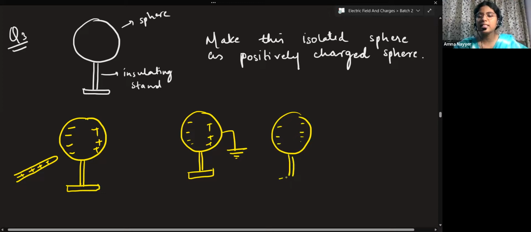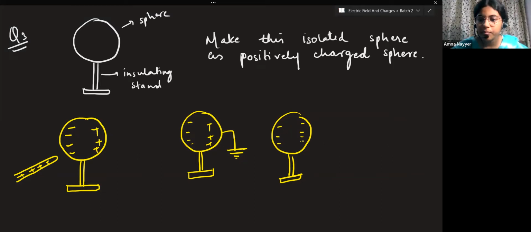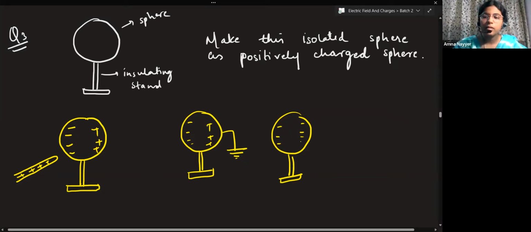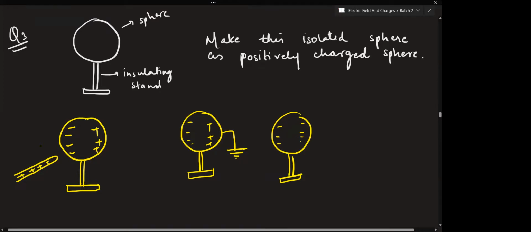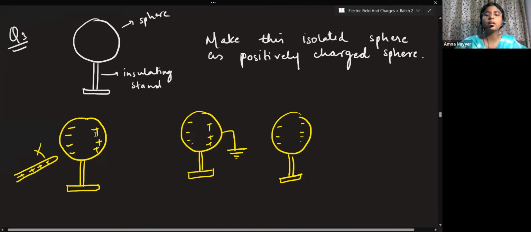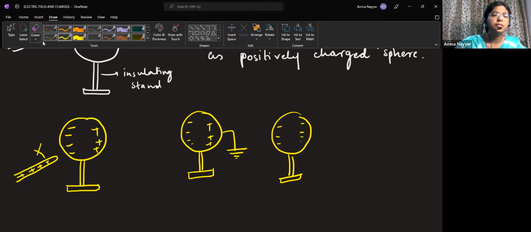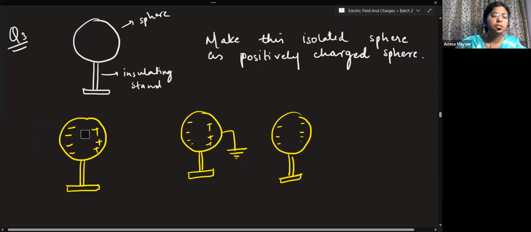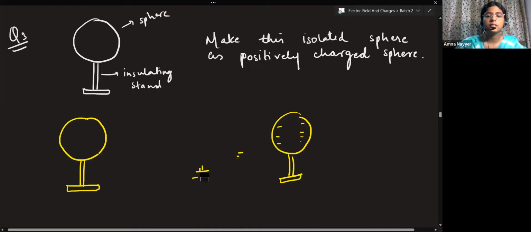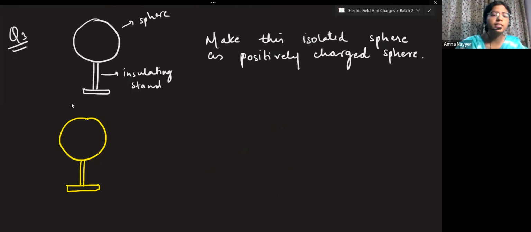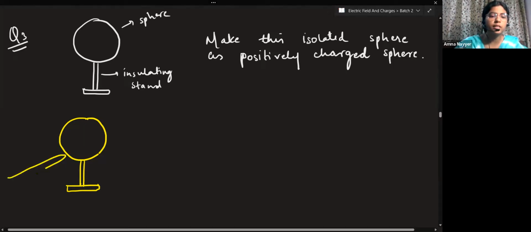So is this a positively charged sphere? Did we require this? Did we want this to happen? No. It means we cannot take this charge as positive. This is not the right way to answer this. Let's just reverse it. Instead of taking positive charge, now let's take negative charge on the inducing rod.